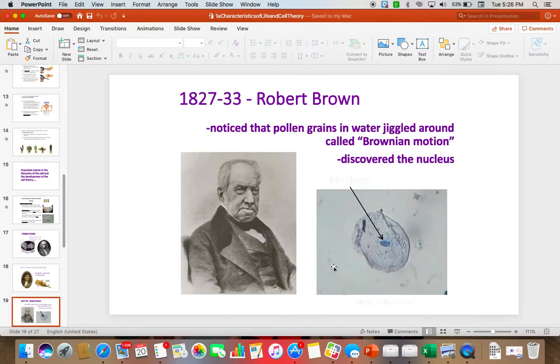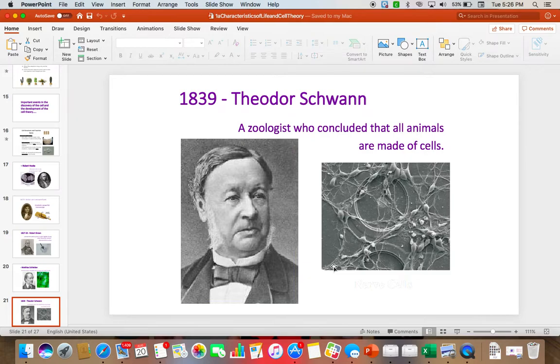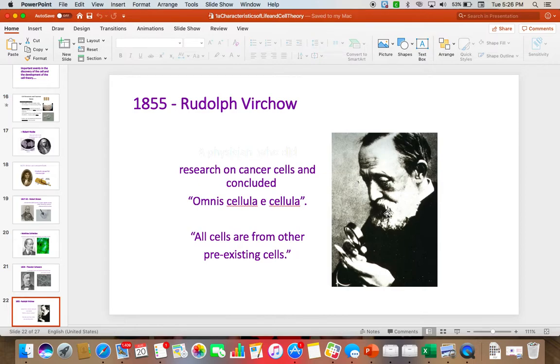So very different. Then we moved on to the two guys that helped us to understand that all living things were made of cells. And so the first was Schleiden, and Schleiden was a botanist, which meant he studied plants, and so he said plants are made of cells. Then you have Schwann. Schwann was a zoologist, and he said that animals were made of cells. So remember that Schwann goes with animals because the swan is an animal, and so don't forget to put that little thing together. And then Virchow simply said that cells come from other cells.